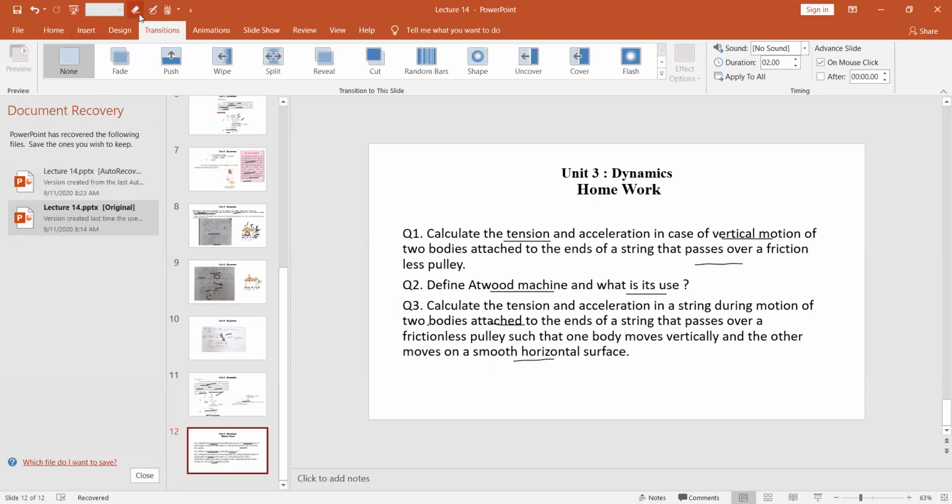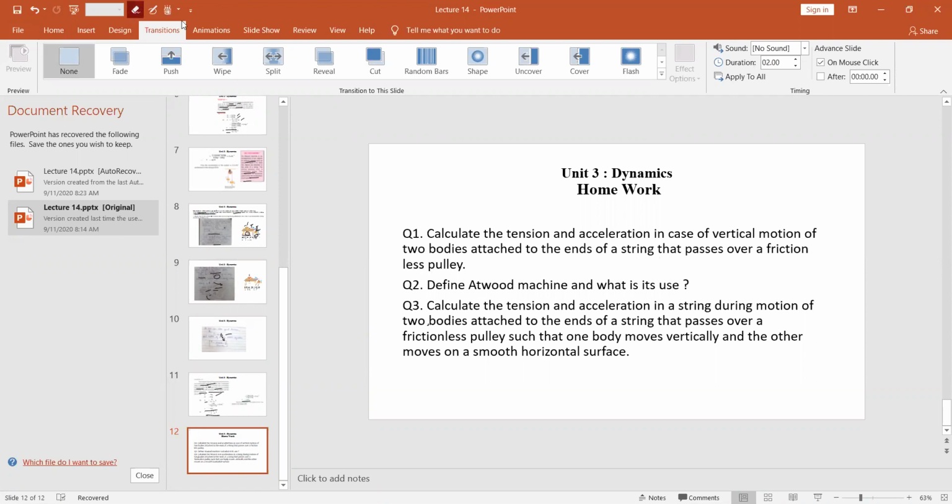Now there is homework for you. What you have to do is solve these questions in your notebook. Question number one is very similar to the topic which we discussed at the start. Calculate the tension and acceleration in case of vertical motion of two bodies attached to the ends of a string that passes over a frictionless pulley. Means the case in which we are dealing with two objects moving vertically, we have to solve the derivations. We have to draw a diagram and calculate their tension and acceleration in question number one.